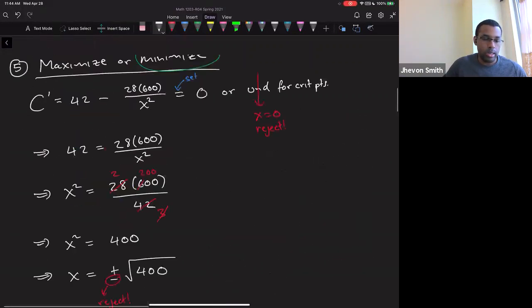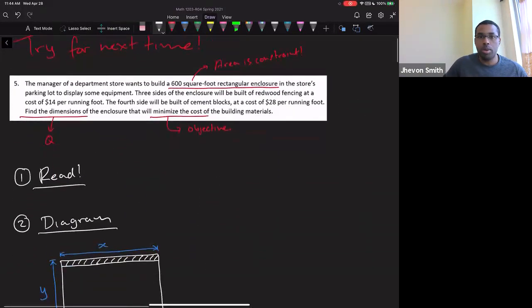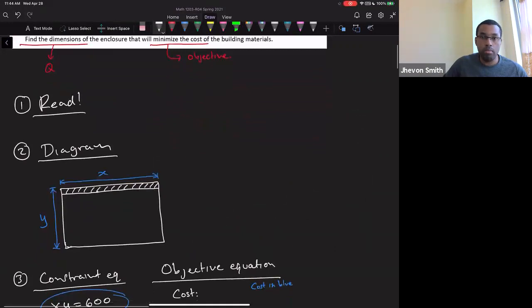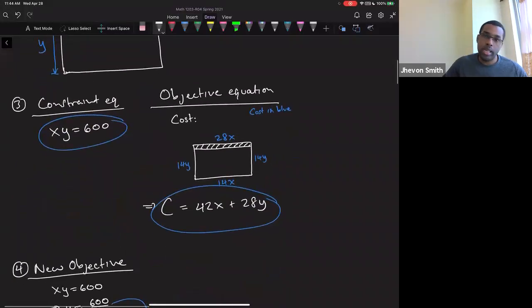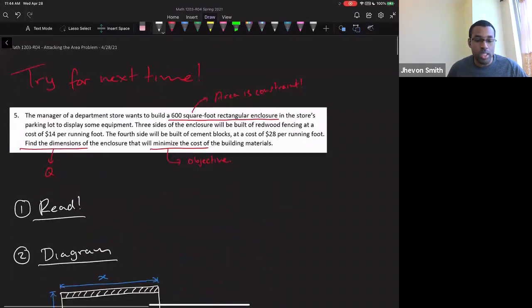Yeah, so that's that. And another example of an optimization problem with the 6 steps. Read, draw a diagram that describes the situation, label it. Based on that diagram and labeling, figure out what your constraint equation and your objective equations are. The constraint is the equation that describes the restriction that you have, which is going to be the given value. So here you were given a value of 600.